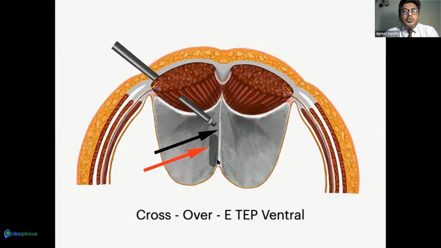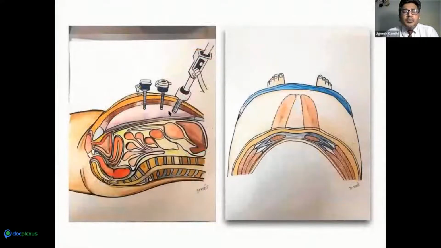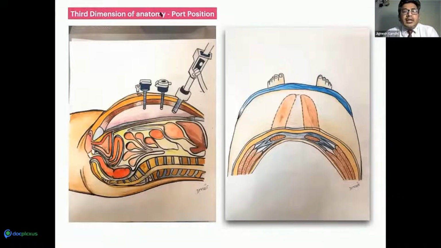So it is very, very important to understand that. I do my crossovers usually from the right side and the left side both. When I was learning, now I do it from one side alone. The second important point which you have to also learn is the third dimension of the anatomy.